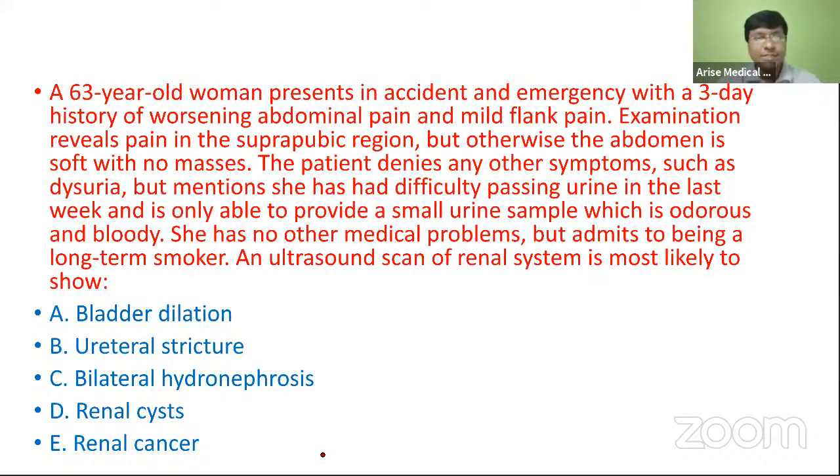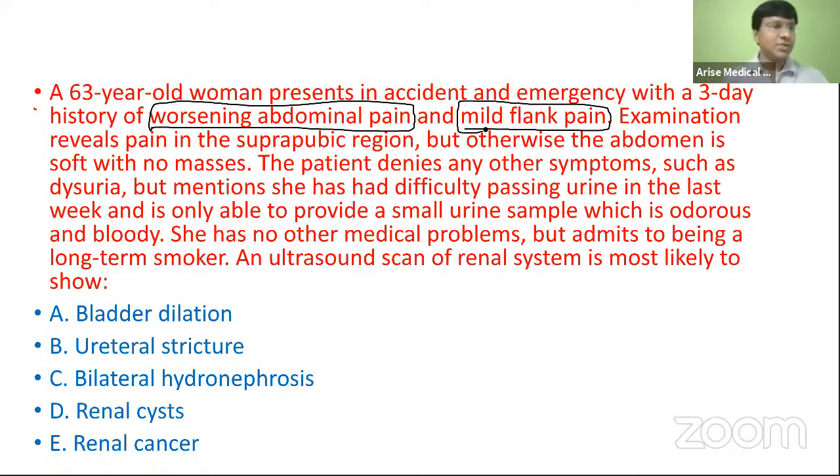Right? Next. The next one is a purely clinical based question, and it's a very, very important question as well. This is a question related to nephrology. We have a 63-year-old woman who presents in accident and emergency with a 3-day history of worsening abdominal pain, and there is also mild flank pain, and examination reveals pain in the suprapubic region.